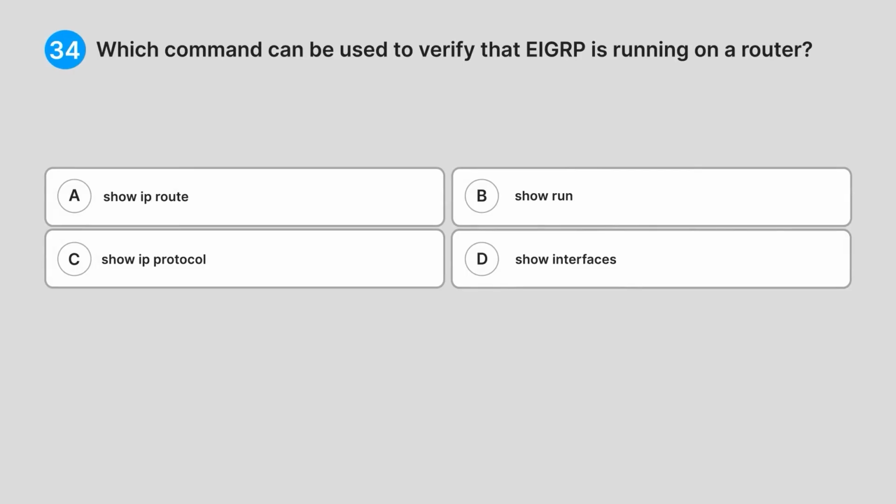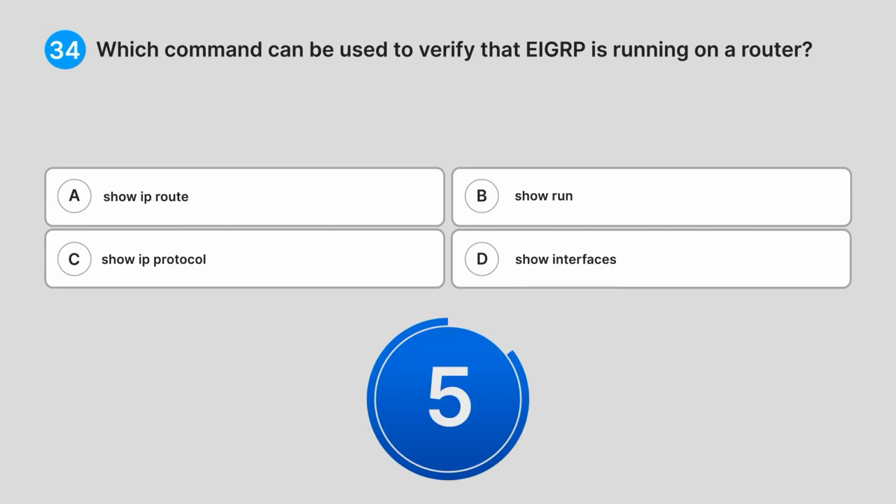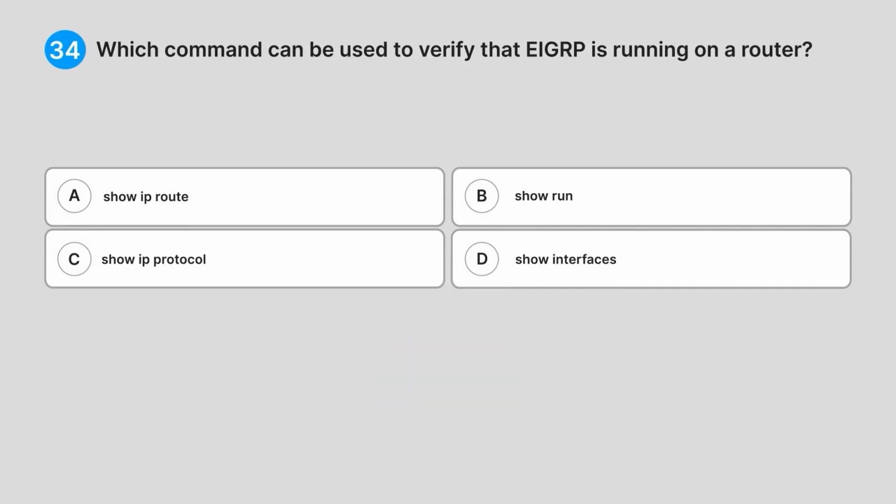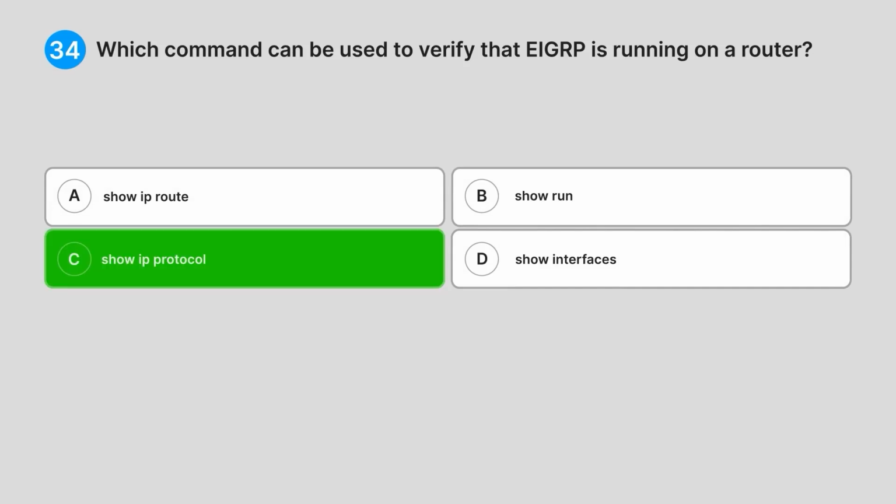34. Which command can be used to verify that EIGRP is running on a router? A. Show IP route. B. Show run. C. Show IP protocol. D. Show interfaces. Do you know the answer? Correct answer, C. Show IP protocol.